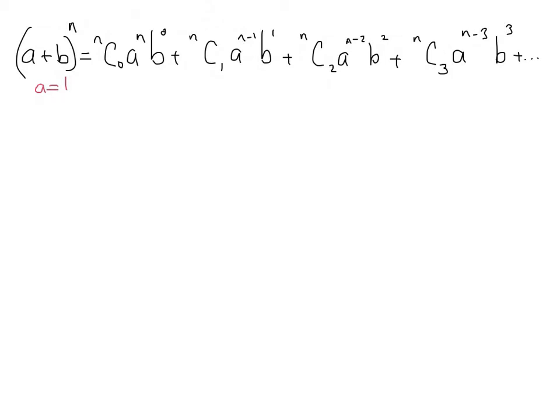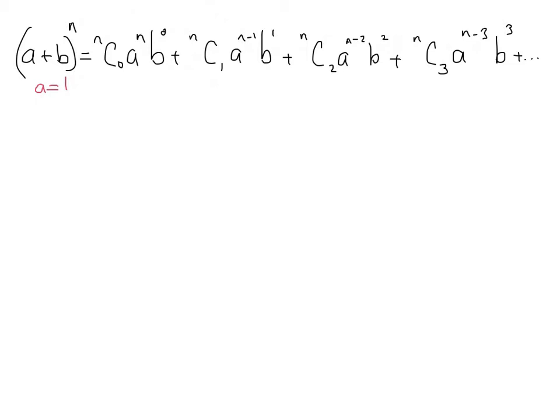Next one, n choose 2. n factorial over 2 factorial, n minus 2 factorial equals n, n minus 1, n minus 2, n minus 3, all the way down, 3, 2, 1, divided by 2 factorial, times n minus 2, n minus 3, n minus 4, and so on down to 3, 2, 1. Everything cancels, leaving me with 1 over 2 factorial, n, n minus 1.